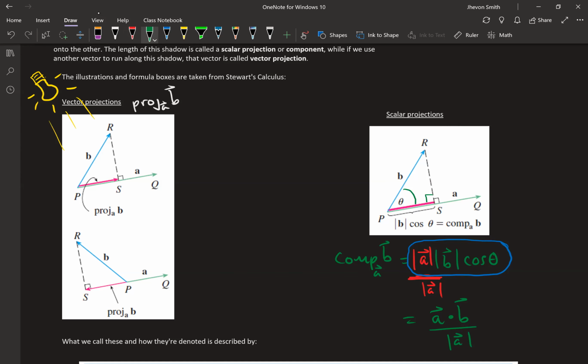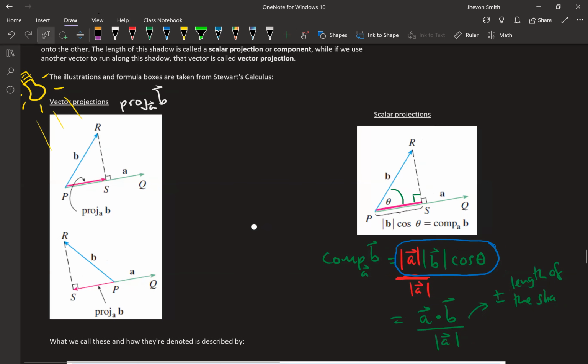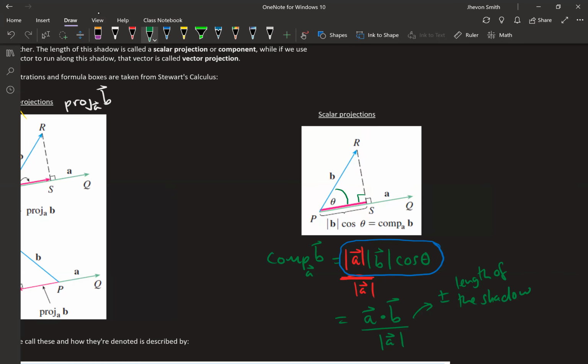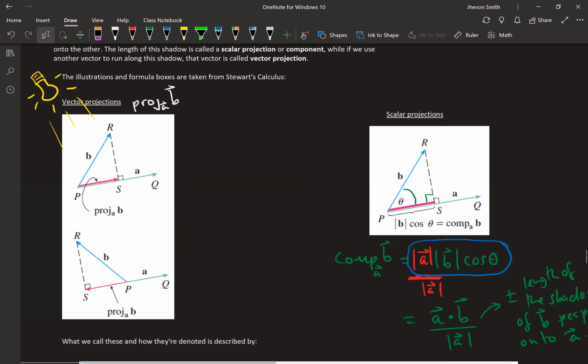Okay, and that's called a component. And yes, it can be plus or minus. So this is plus or minus the length of the shadow, perpendicularly projected onto A. Okay, so that's called the component of B onto A, and it's called a scalar projection because you're really measuring a signed magnitude here.